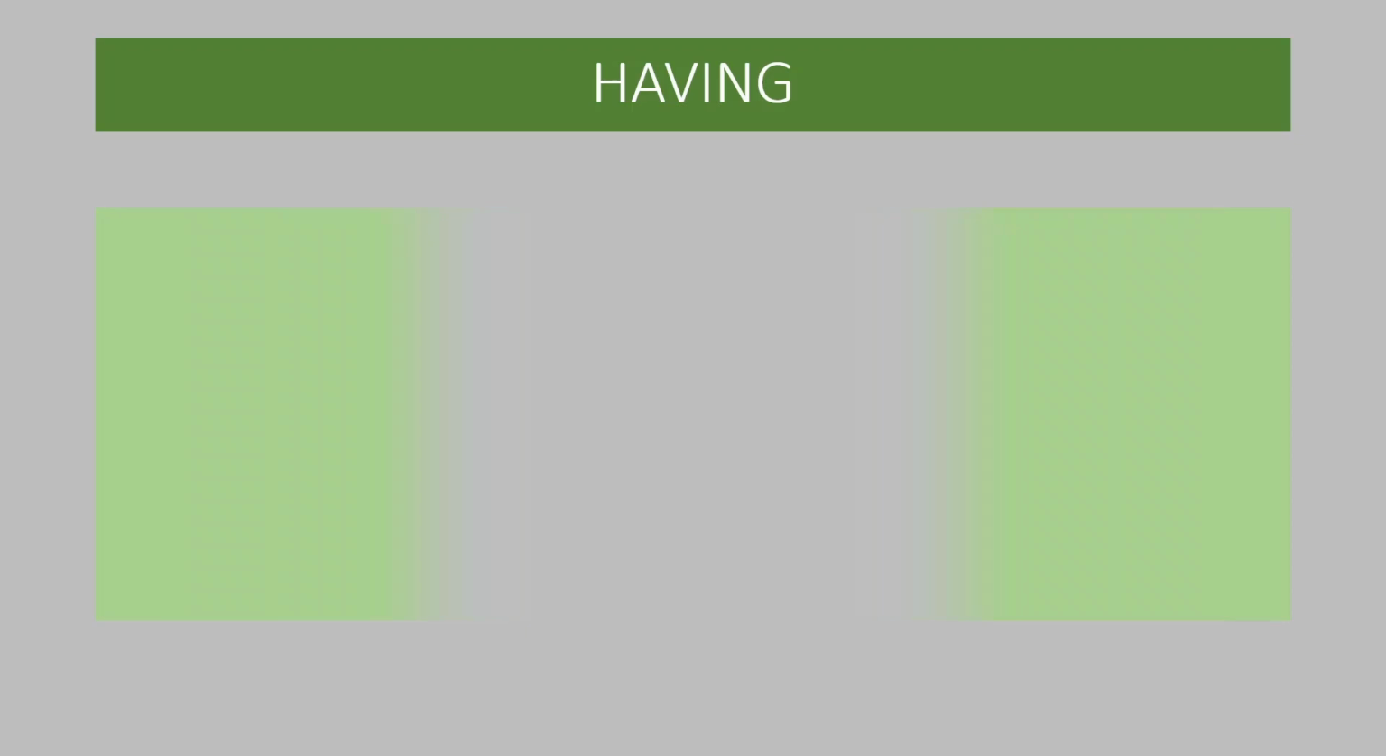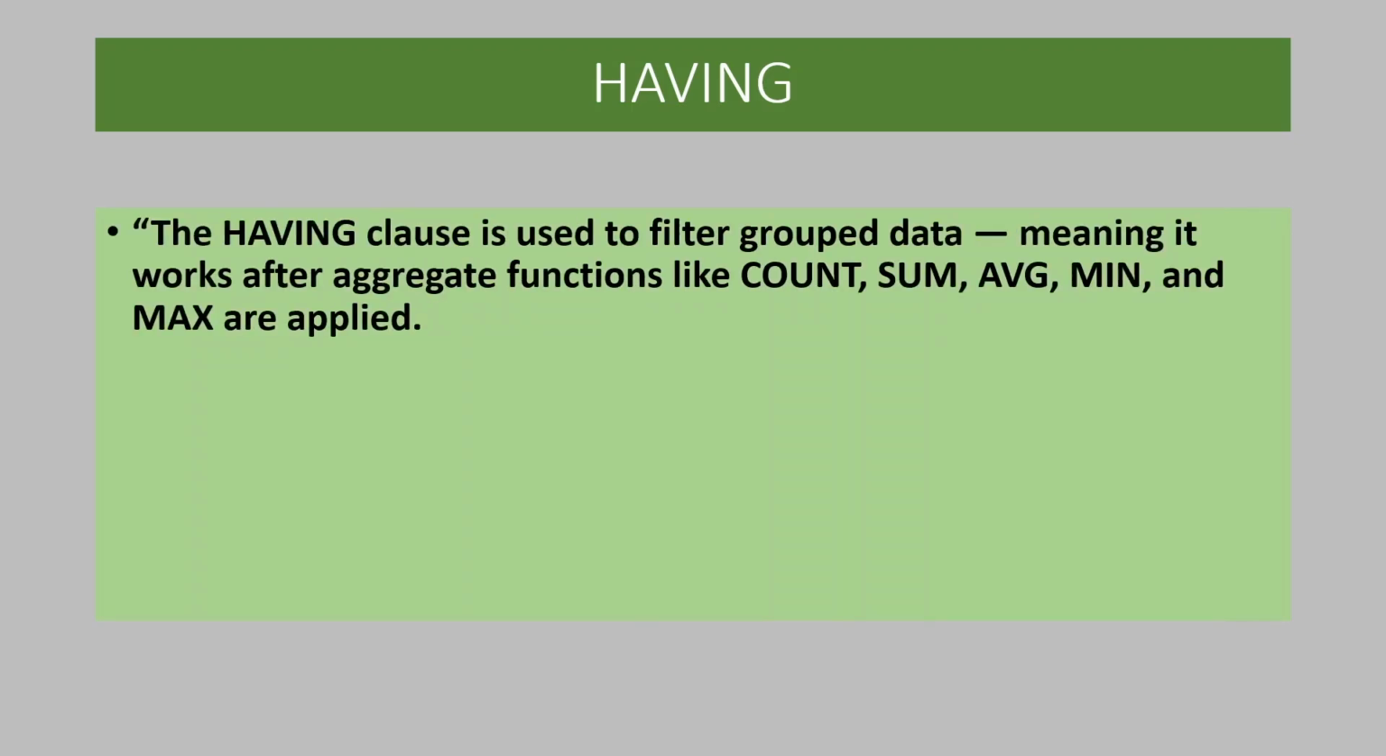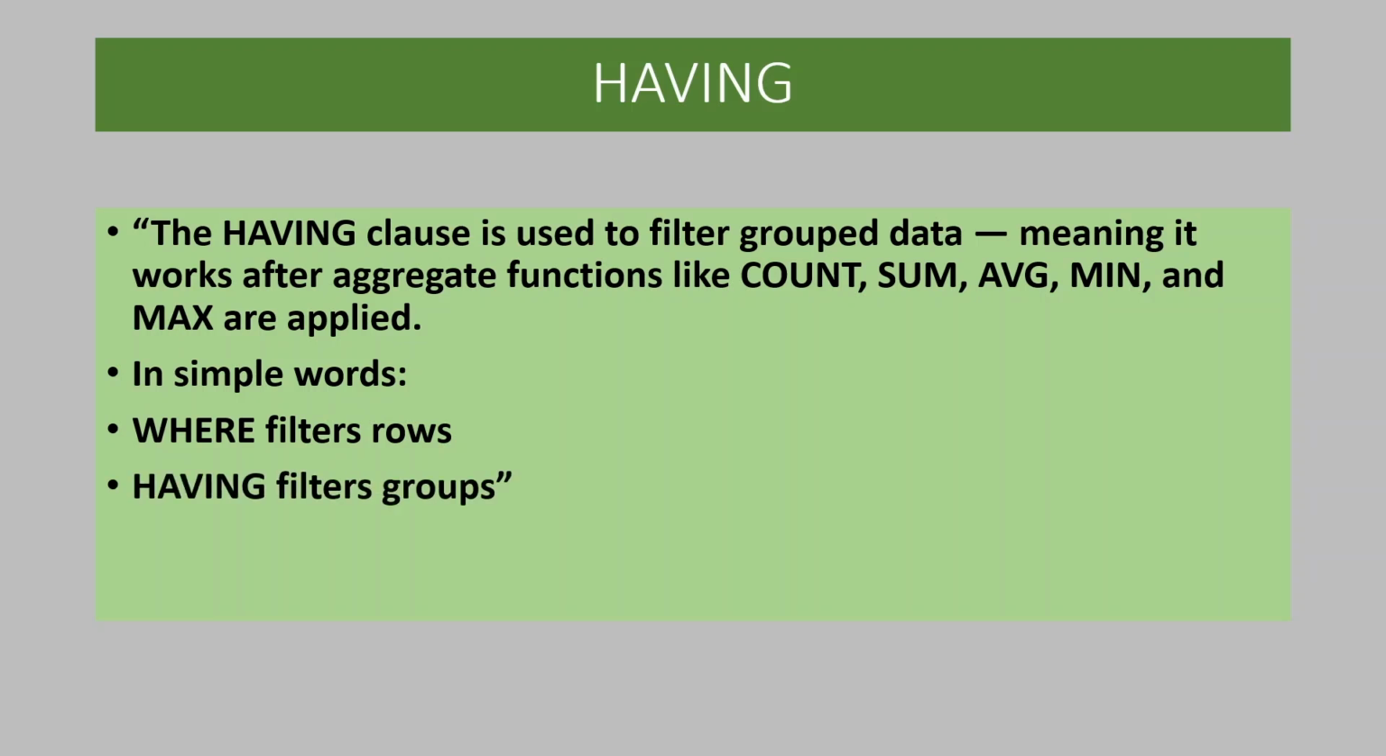Okay. So let me explain what HAVING is. The HAVING clause is used to filter grouped data. Meaning it works after aggregate functions like COUNT, SUM, AVG, MIN and MAX. So in simple words, WHERE filters rows and HAVING filters groups, that is basically summarized data.